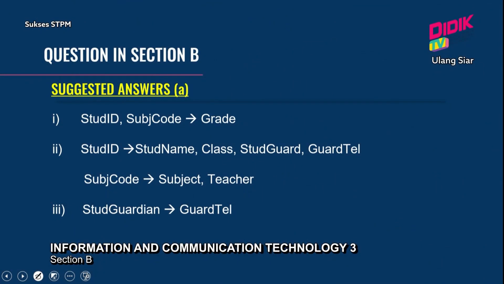Okay, for the third one, transitive dependency means both must be attributes. Both attributes depend on each other. It's not depending on the primary key, it's depending on each other. So this is the answer. Guard telephone depends on student guard. So telephone will exist when the student guard exists. Alright.